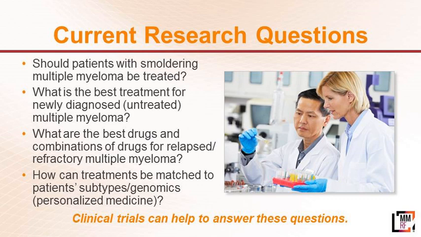What are the best drugs and combinations for relapsed disease? You heard about selinexor. Single agent response rate might be 20 to 30%, but the combination strategies are looking very promising, and it's being combined with multiple drugs. How can treatments be matched to patient subtypes and genomics, which I just alluded to, like our lymphoma colleagues? Studies can help us answer all of these questions.